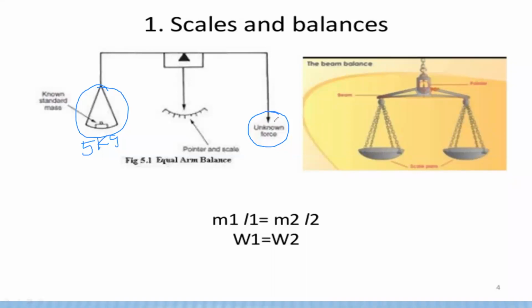I am placing some amount of mass, approximately, on that second weight, that is the unknown mass. Based upon this standard mass, we can calculate the unknown mass based upon the pointer and scale. We can use the pointer and scale. We can calculate the unknown mass by using this equal arm beam balance. You can see an equal arm beam balance.